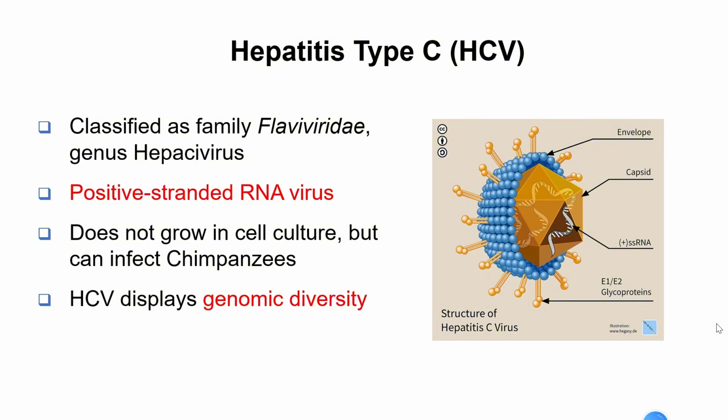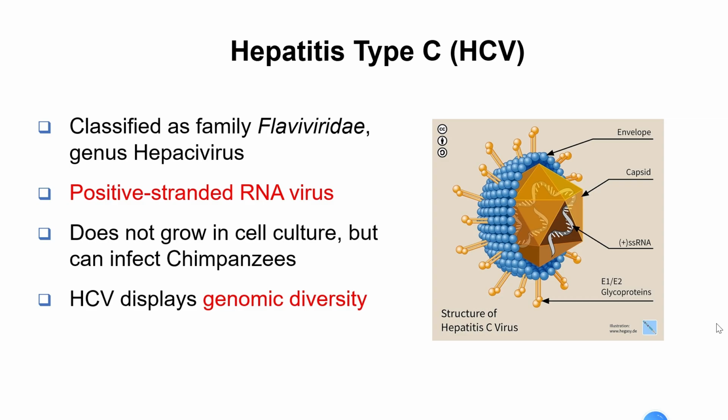Okay, the third virus we want to introduce is HCV. It belongs to the family Flaviviridae. This is similar to the yellow fever virus. It belongs to the genus Hepacivirus. This genus only has one type of virus, Hep C virus. The genome of HCV is positive stranded RNA. The size of the genome, as I remember, is 9.4 kb.